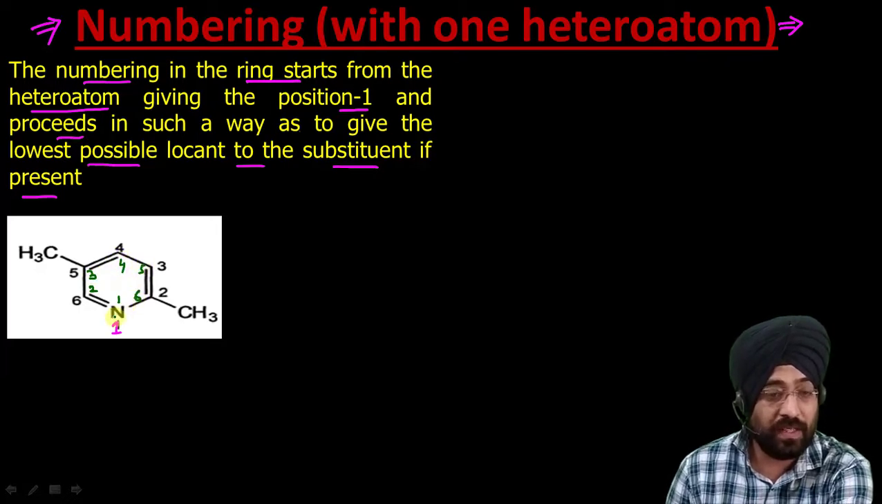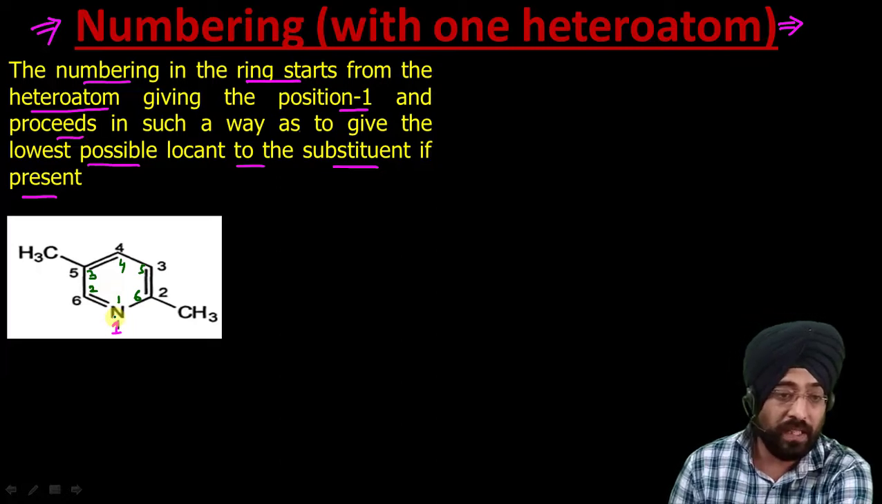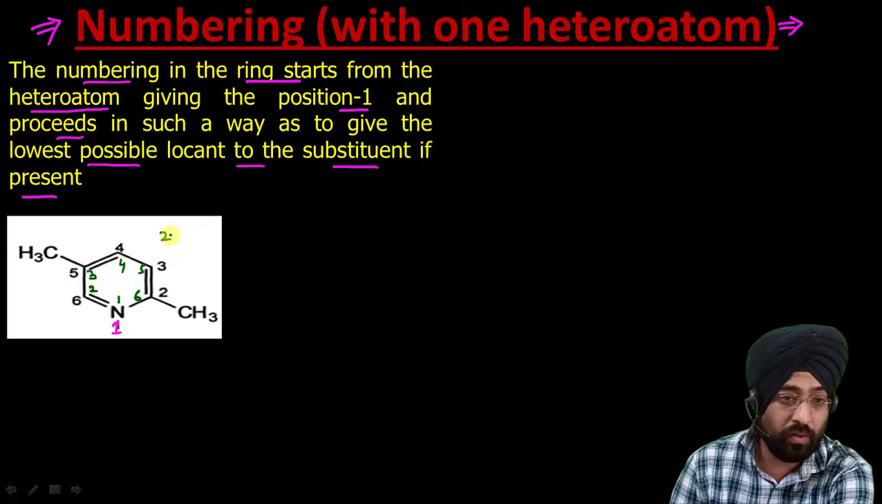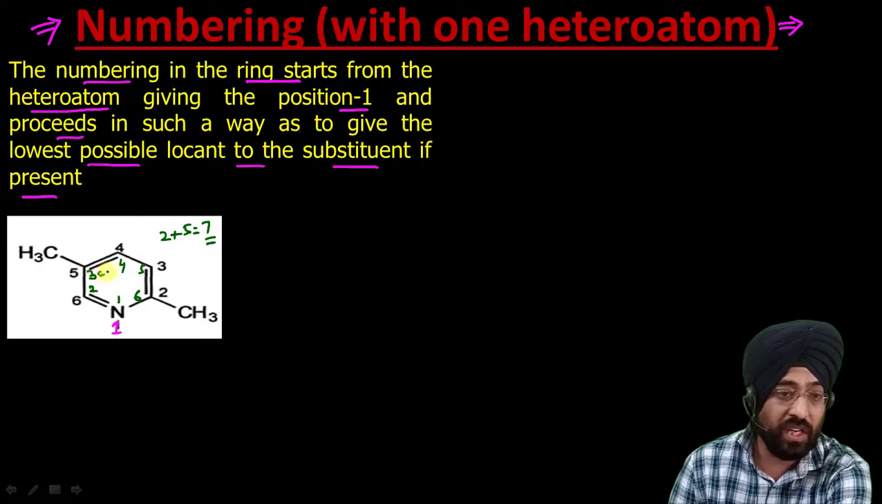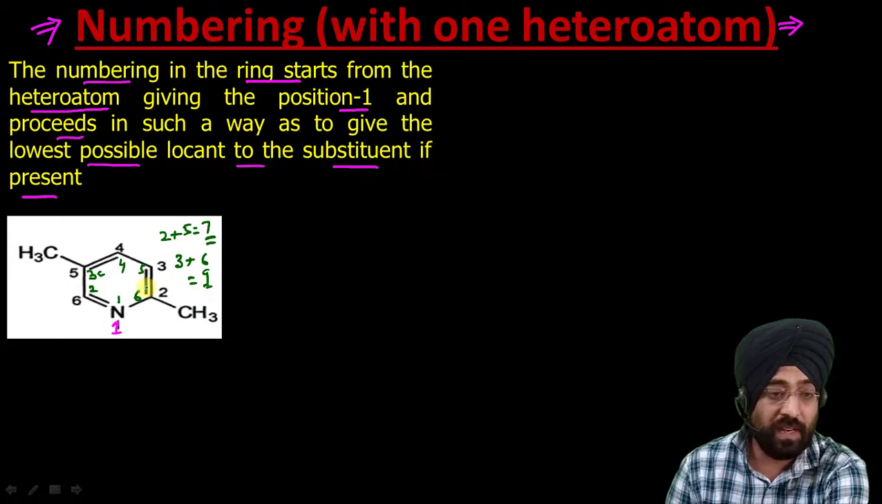Now let us see in both cases the sum of the locants. If we go by these black letters, then one substituent appears at position 2 and another substituent appears at position 5. So 2 plus 5 is 7. The sum of locants is 7. Now if we start numbering from this side, the first substituent appears at position 3 and the other at 6. 3 plus 6 is equal to 9. So which is minimum? 7 is less than 9. So the numbering that we have done with these black letters is correct. This numbering with the green alphabets is wrong.